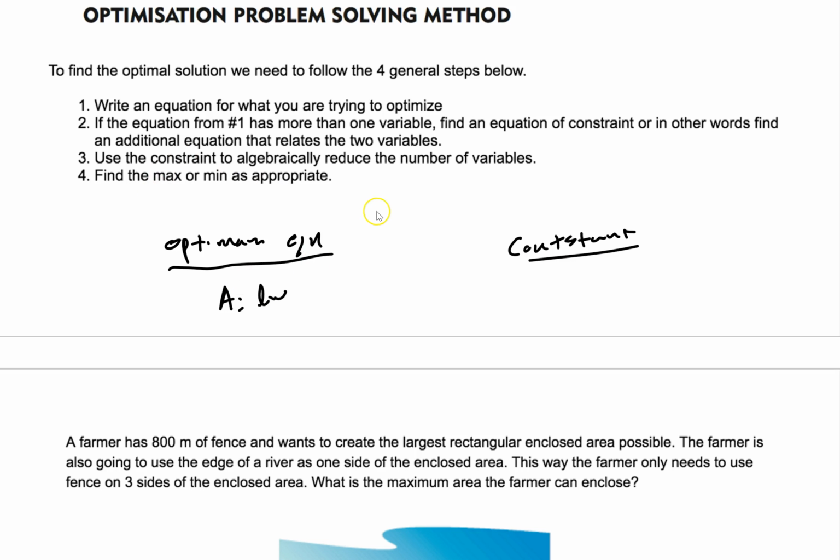It will make more sense in context, but the general idea is writing the optimization equation. If you need a second equation, they're going to give you some information for a constraint equation. The whole idea is you have two variables, you want the same variable, so you solve one and plug it into the other. Once you do that, then it's basic calculus. Take the derivative, set it equal to 0, and so on.